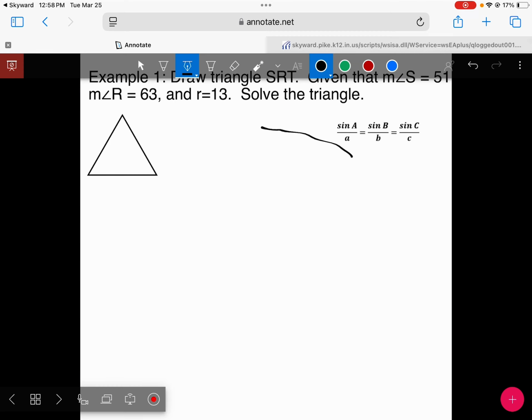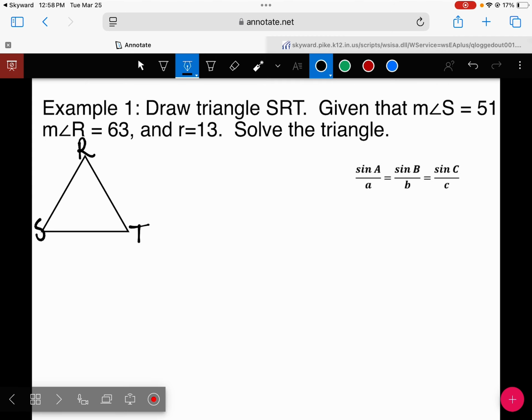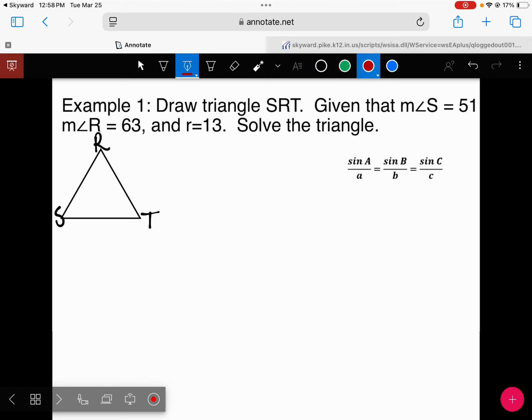All right, so let's go ahead and look at number 1. So we got our triangle SRT. So I'm going to label it SRT. Let's go ahead and fill in what we know. We know that S is 51.